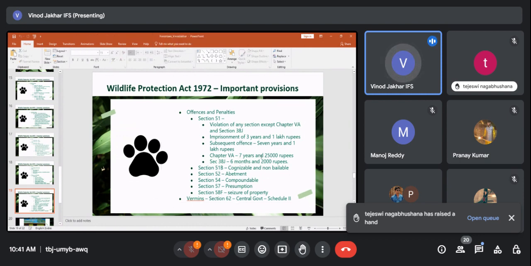That again is punishable, and that is punishable with the highest amount: 7 years, straight away, and 25,000 rupees. And this Section 38J is about the teasing of animals in zoos. That is 6 months and 2,000 rupees. So if you find someone in a zoo teasing an animal, you can arrest them and keep them for 6 months. Practically, we don't do it because people will always do some sort of thing. But if it endangers the life of an animal, we will definitely have recourse to this section.